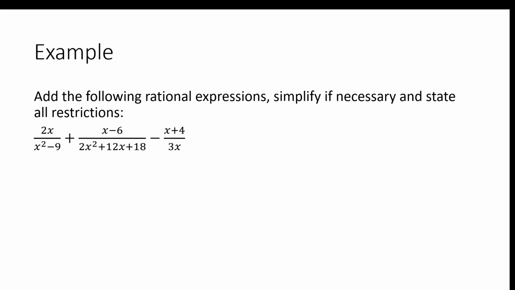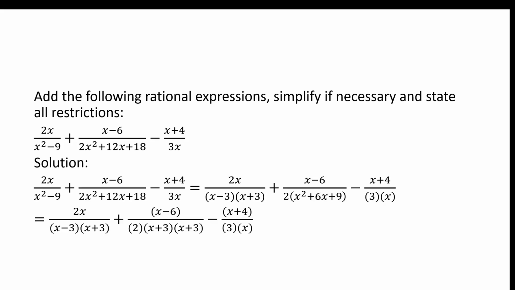Okay. Now let's try another one. We have 2x over x squared minus 9 plus x minus 6 over 2x squared plus 12x plus 16 minus the rational expression of x plus 4 over 3x. Well, what we're going to do is factor each denominator.